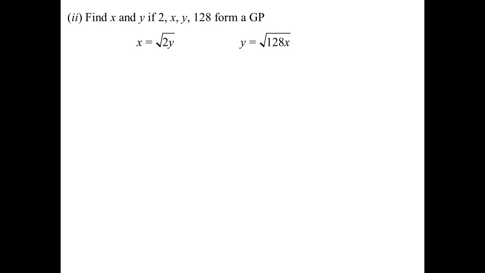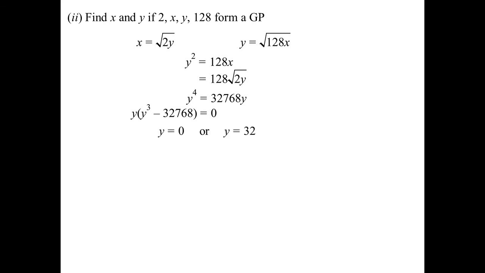So we've now created some simultaneous equations here. Y squared, therefore, is 128x. So because I'm squaring there, I don't have to worry about the plus or minus. So that's going to be 128 times root 2y. Again, I don't have to worry about the plus or minus because it's y squared. We're not dealing with imaginary numbers here. So y to the power of 4 would be that. Factorise, I get 2 possibilities. The first one is the trivial solution. If I made y equal to 0, I think I'd end up with a very trivial solution. Or y is equal to 32.